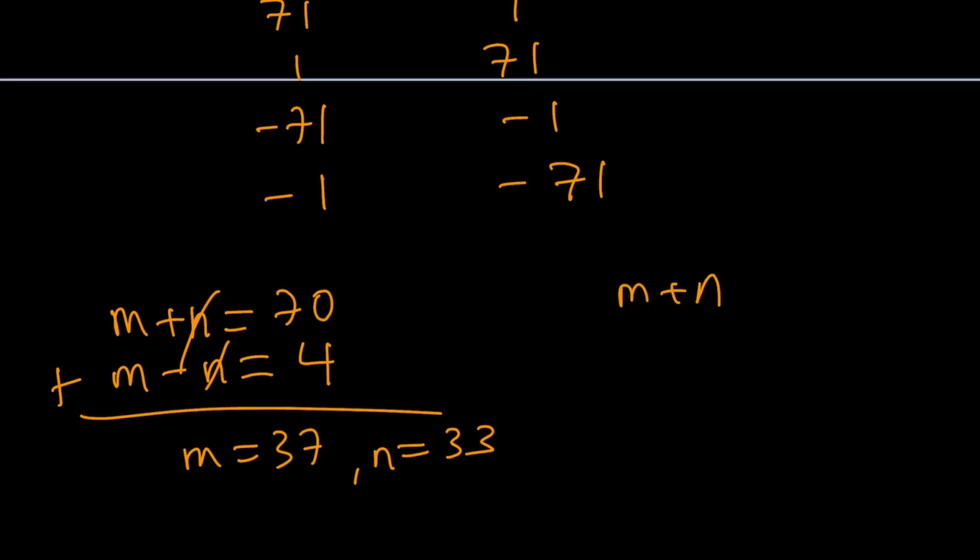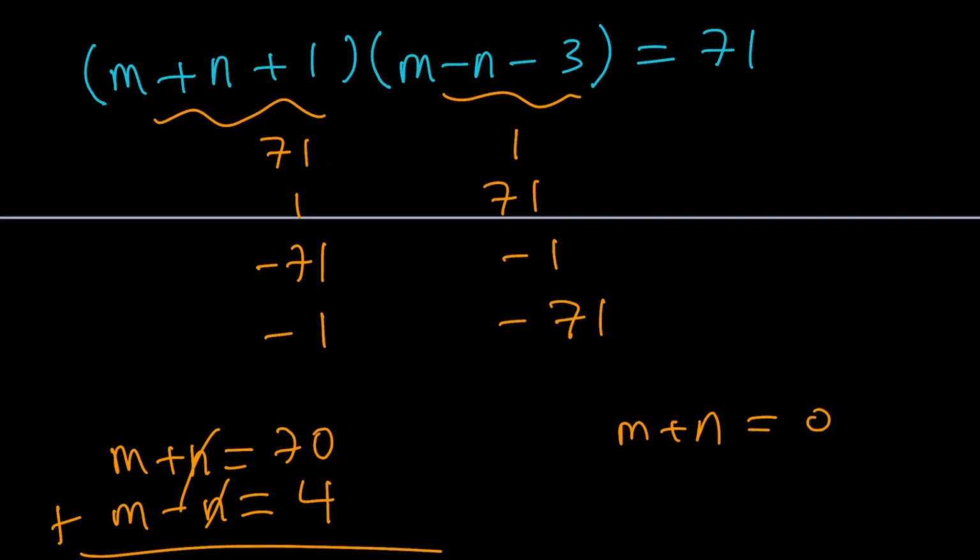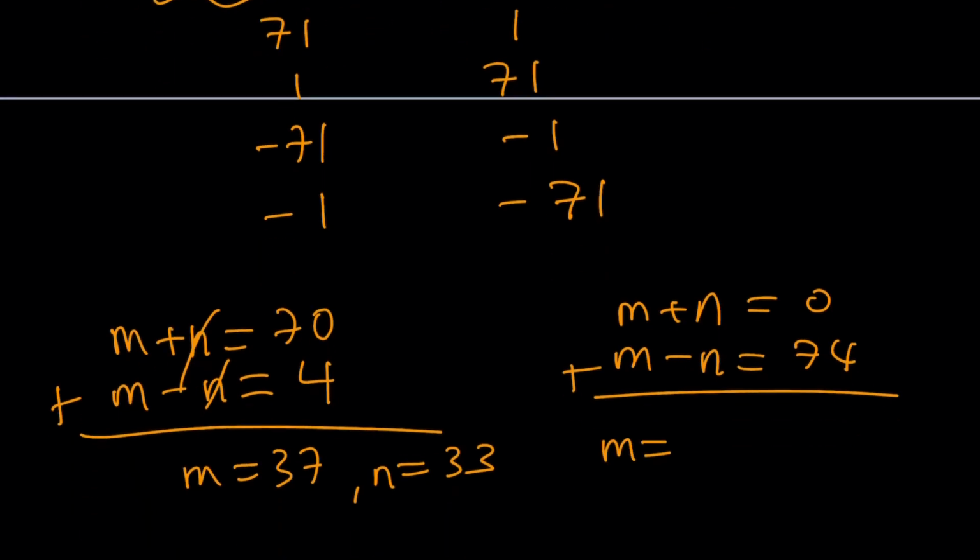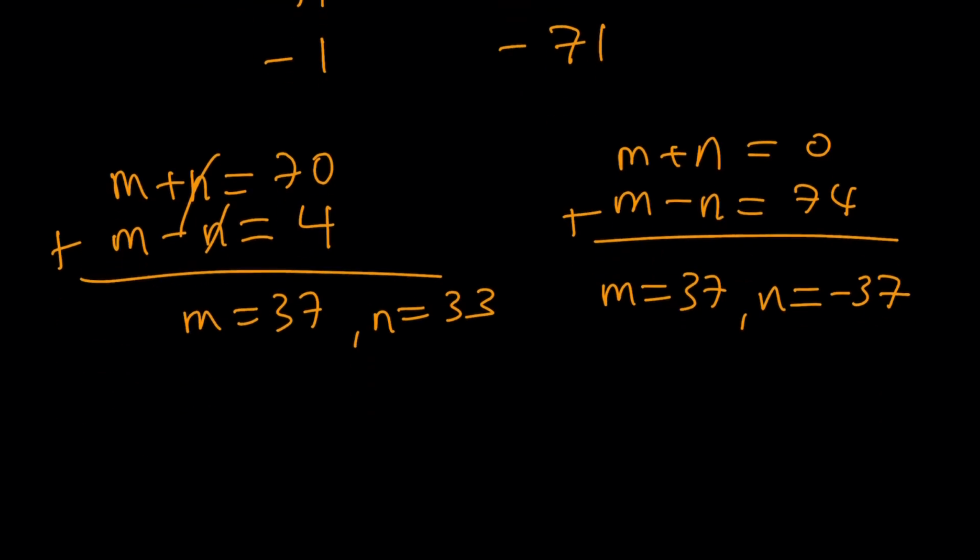The second one is going to be m plus n equals 0 and m minus n equals 74. This sum is not going to change. Basically, the m value is going to stay the same, but the n value is going to be different. And that's going to be basically negative 37 because their sum is supposed to be 0. Make sense? And then we're going to look at the other cases, m plus n.